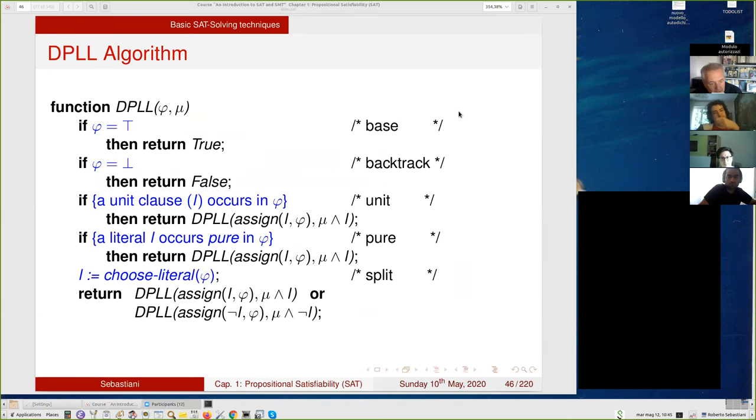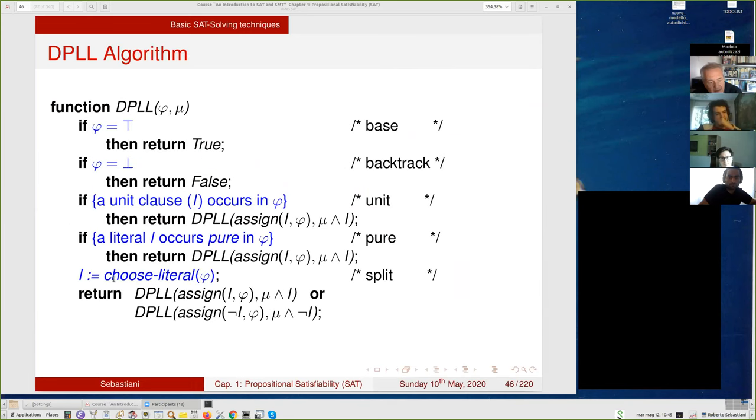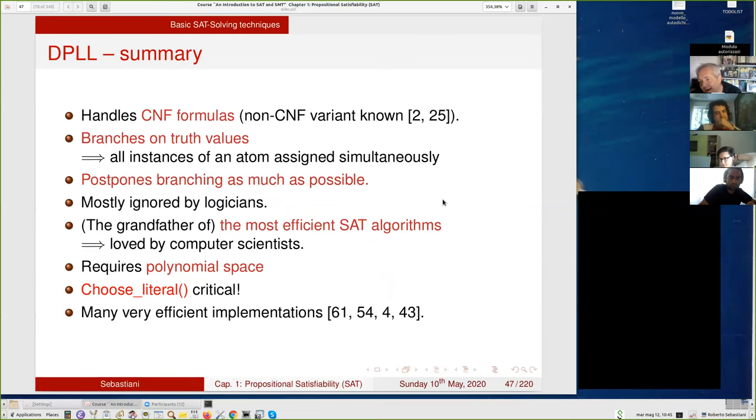The choice of the literal to choose is critical. So deterministically taking the right choice is very often very important. And there are many implementations. Remember, this is considered the grandfather of modern SAT solvers, which we'll introduce tomorrow instead.